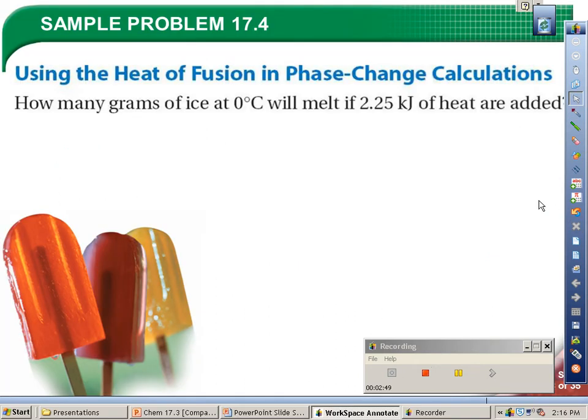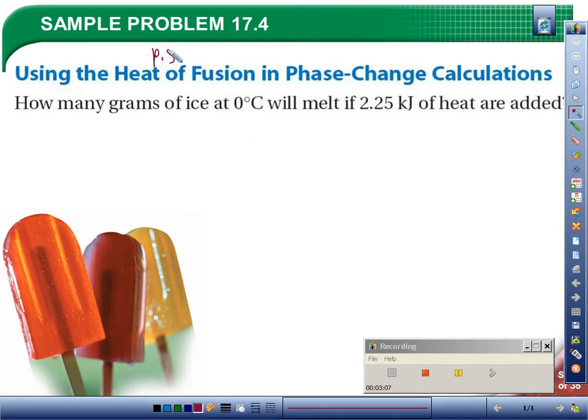So let's look at a problem here where we're looking at ice. And it says how many grams of ice will melt? Well, melting is our heat of fusion. Now if we look in our book, we can find the heat of fusion on page 521 at the very top of the page. They tell us our heat of fusion for ice is 6.01 kilojoules per mole. So 1 mole takes 6 kilojoules to melt a mole of ice. So of course 2 moles would take twice that, 12 kilojoules, and 3 moles would take 18 kilojoules.